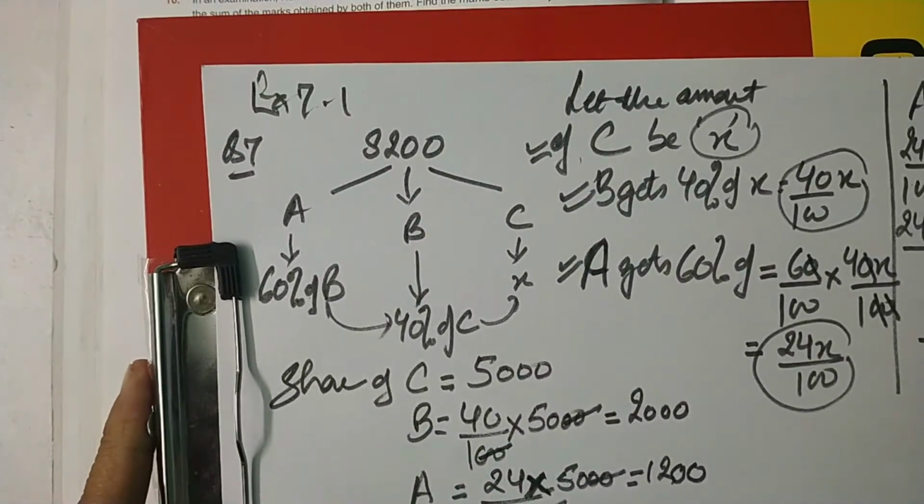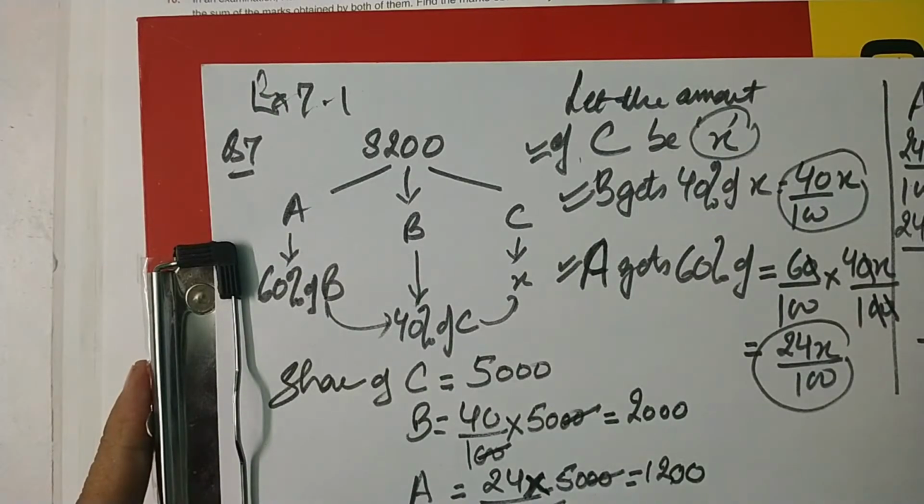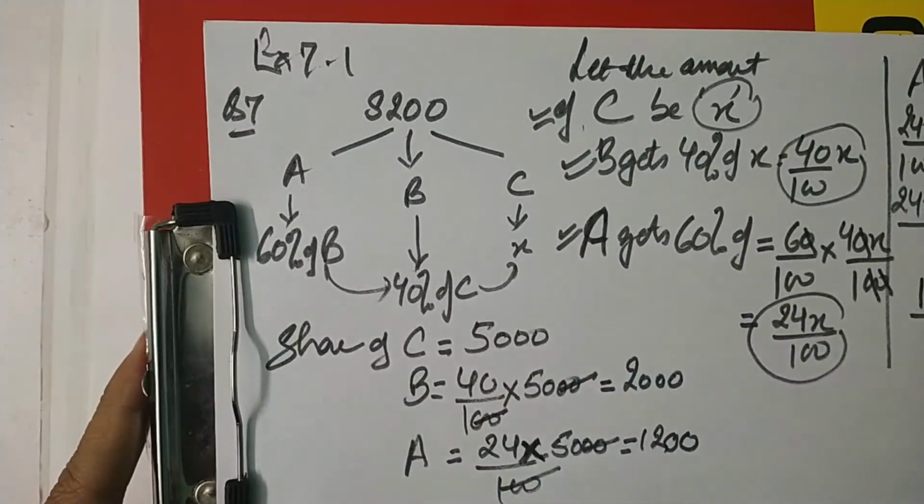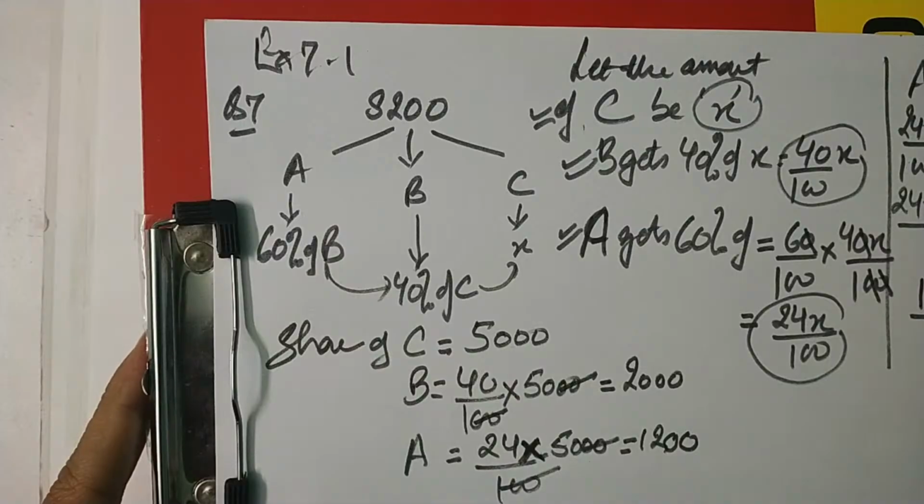So we did question number 8, alloy copper and zinc 1. So watch the previous class. I will share the link below this video also. You can check.